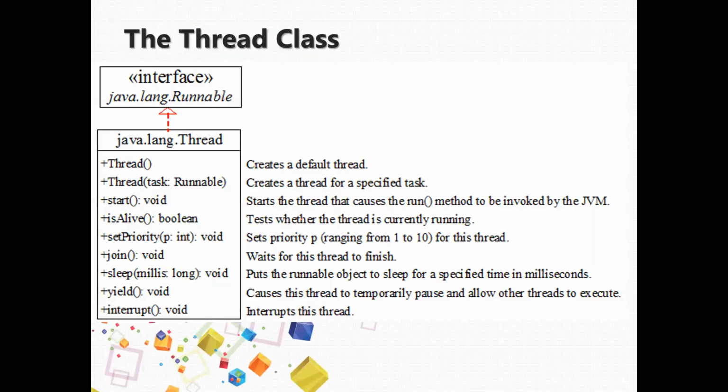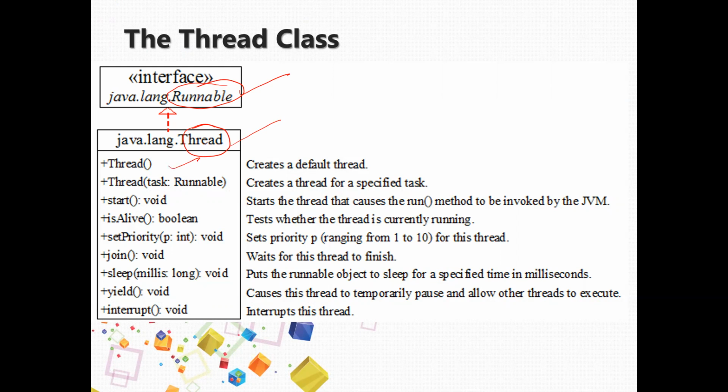Before creating actual threads, we'll see what's there in the Thread class. Thread is a class which is a descendant of the Runnable interface. Clear? Thread is a class which implements the Runnable interface. This is the interface and this is Thread. Inside the Thread class we have a lot of members. Here a few are listed, some important ones.